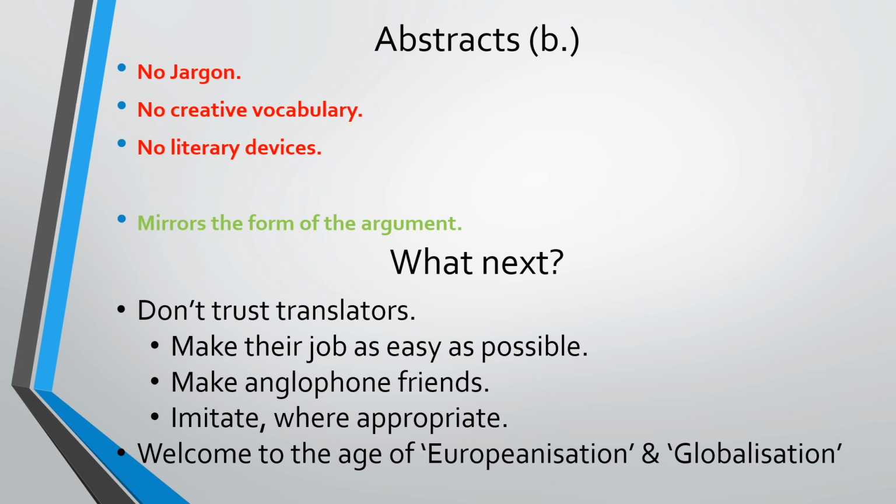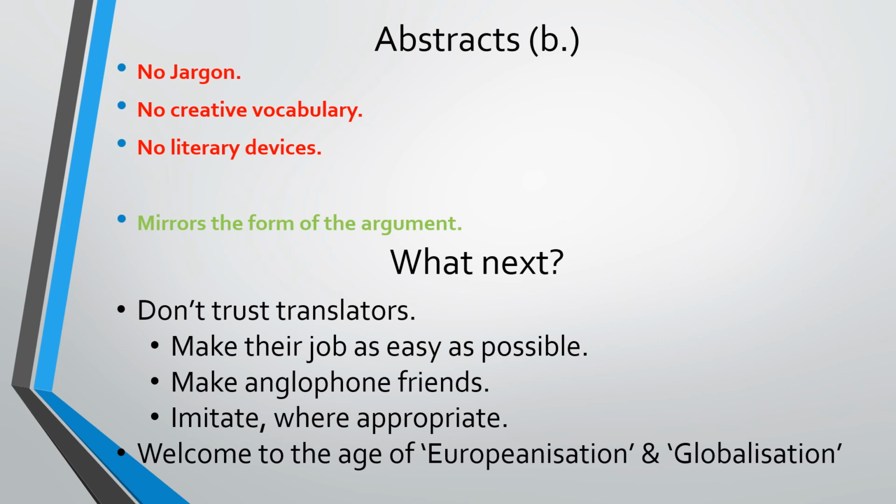You can help yourself really by making the translator's job as easy as possible. And you can do that by not using jargon, by using the same concise vocabulary again and again, and by avoiding vague or subjective adjectives, as I've indicated. I know this isn't easy and it's not always possible, but as you advance through your PhD and you make connections with other academics, try to make friends with a couple of Anglophone academics along the way. It's incredibly useful when you're writing in a second language to have someone to send material to, just to say, is this the right vocabulary? And indeed, imitate where appropriate.